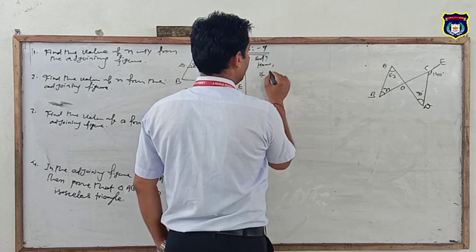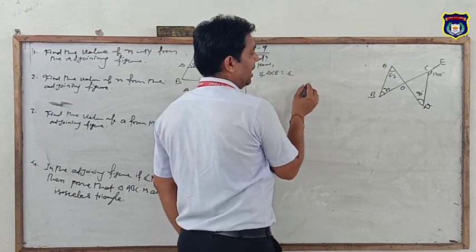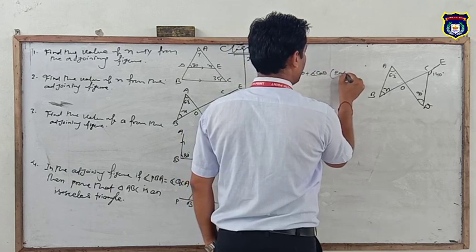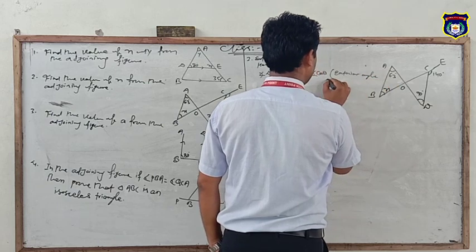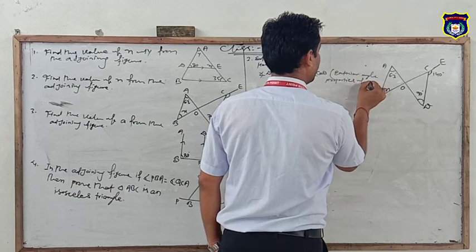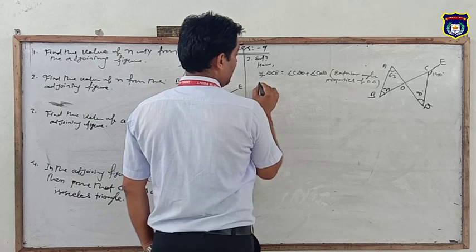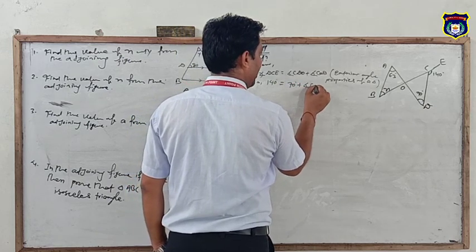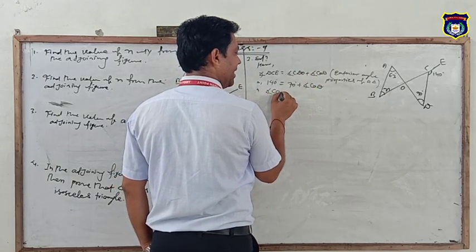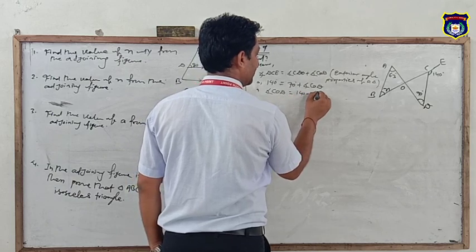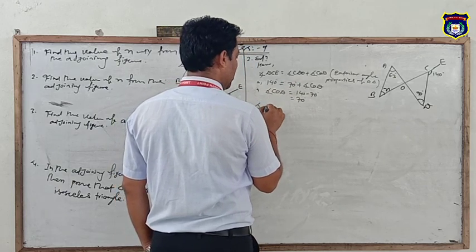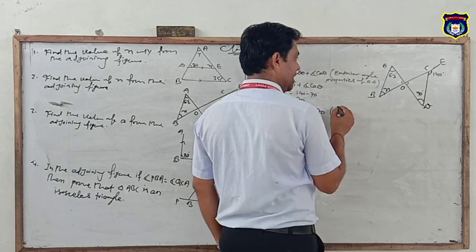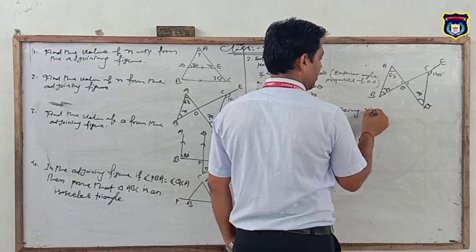Angle DCE is equal to angle CBO plus angle COD, by the exterior angle property of a triangle. Angle DCE is 140 and CBO is 70, so angle COD is equal to 140 minus 70, which is 70. Angle AOB is equal to angle COD, which is equal to 70, being vertically opposite angles.